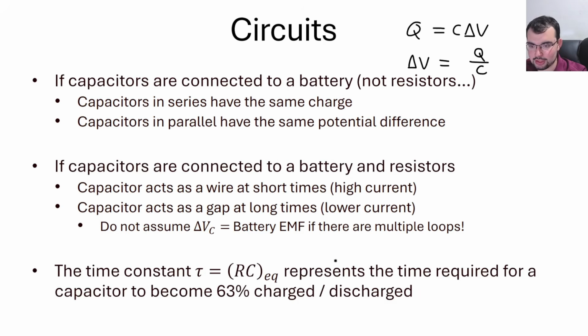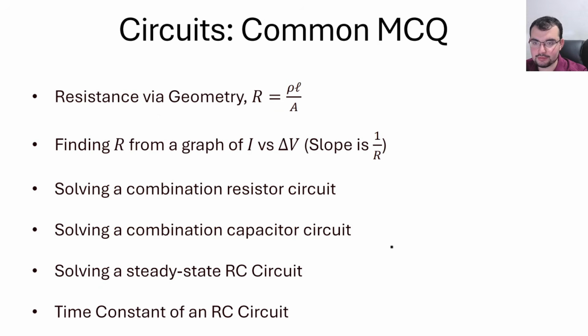And the characteristic charging or discharging time is this time constant. It's the time required to become 63% charged from 0 or 63% discharged, which means you have 37% of the total remaining, because 100% minus 63% is 37.